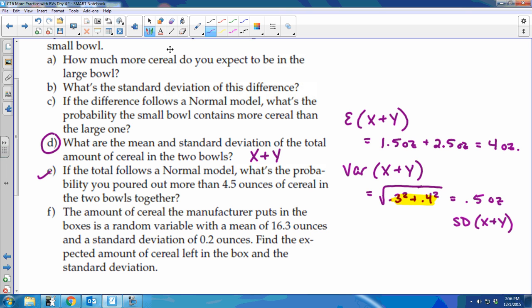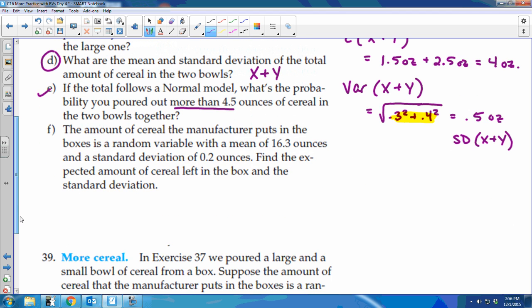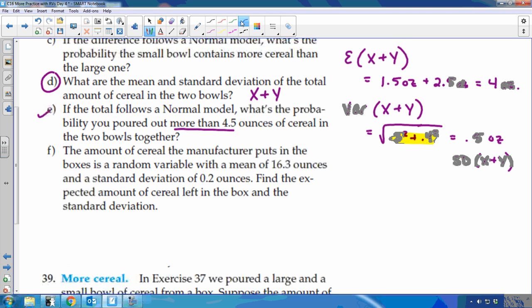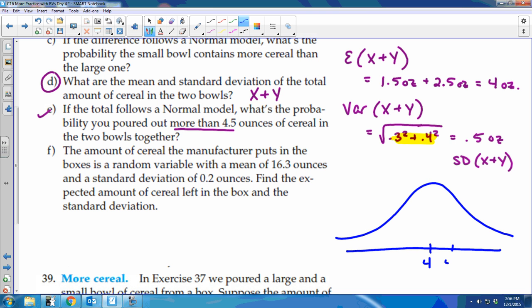And then E says, if the total follows a normal model, what's the probability you poured out more than 4.5 ounces in the two bowls together? So if we draw out another normal model, the sum of a mean of 4 ounces, but the standard deviation is still 0.5. And we want to know the probability that we poured out more than 4.5 ounces. So that's 4.5 and above.